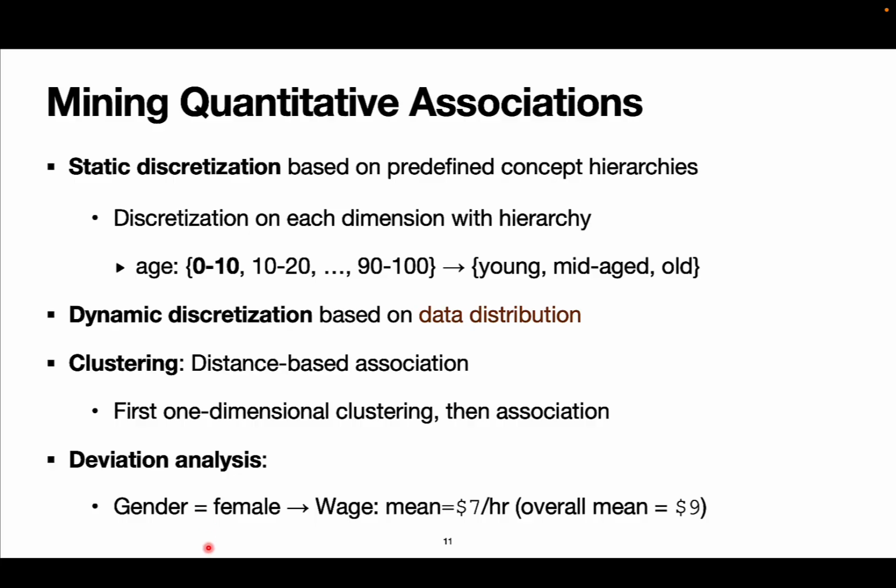Deviation analysis is particularly interesting because it mixes categorical and numerical attributes. The key idea is to compare the behavior of a subgroup against the overall population. For example, gender equals female implies wage mean equals $7, but the overall mean is $9. Here there is noticeable deviation because the subgroup female earns less than the population average. And this can be valuable because it highlights the differences between subgroups and the overall population.